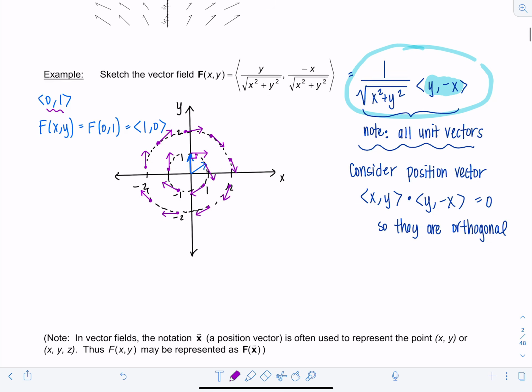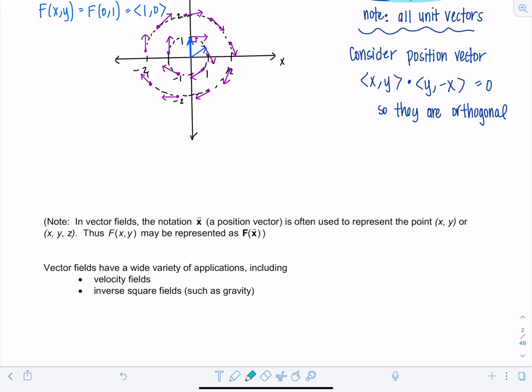Now, just some notation I wanted to point out. In vector fields, if you have a bold x with an arrow above it, that's a position vector. And it's often used to represent the point x, y or x, y, z. So we can also write f of x, y as boldface f of the vector x, but x is really the point x, y or x, y, z. That's just like an abbreviation for writing them out. Now, why are we studying vector fields? Well, there are so many applications, especially when you get into more physics. Some of the most popular applications include velocity fields as well as inverse square fields, such as gravity.